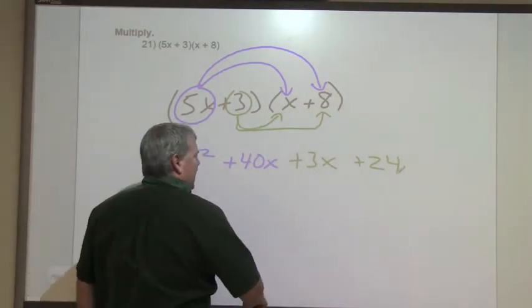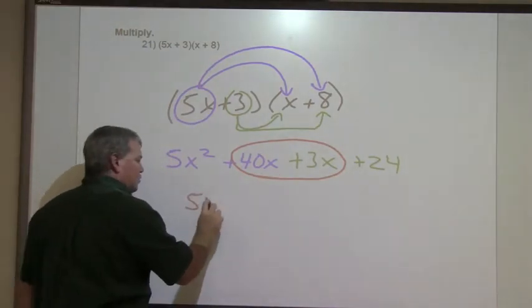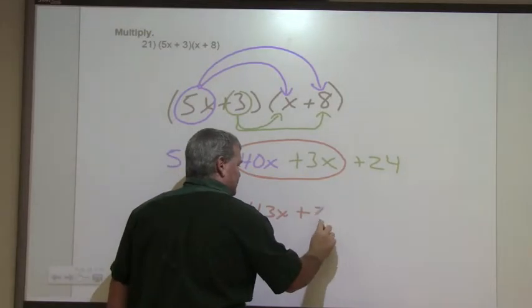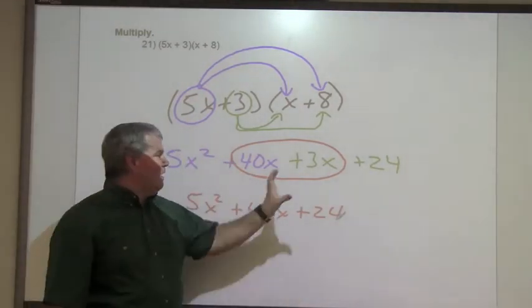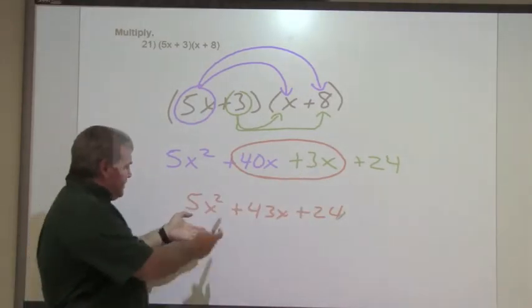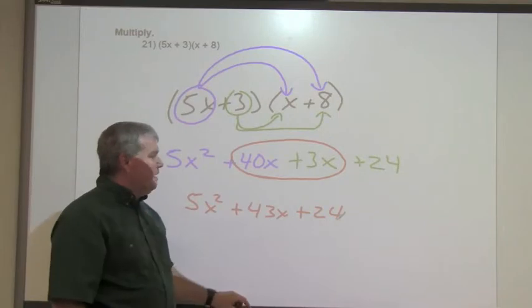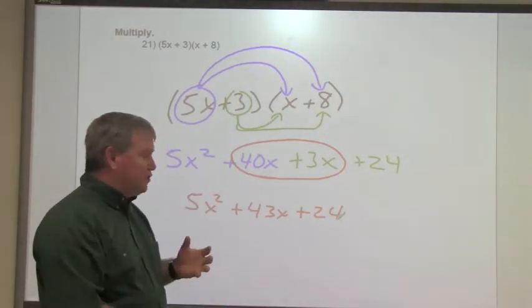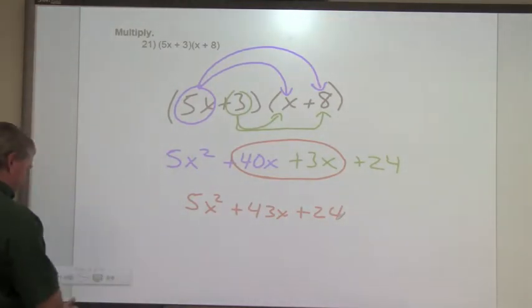Then we combine like terms. Right here, those are like terms. So we got 5x squared plus 43x plus 24. And some of you might say, well, 5x squared has an x in it. Isn't it alike? No, because this is an x squared and these are x's. So you can only combine if they have the same variable and exponent. Or if they're just flat out whole numbers, you can combine all the whole numbers together.